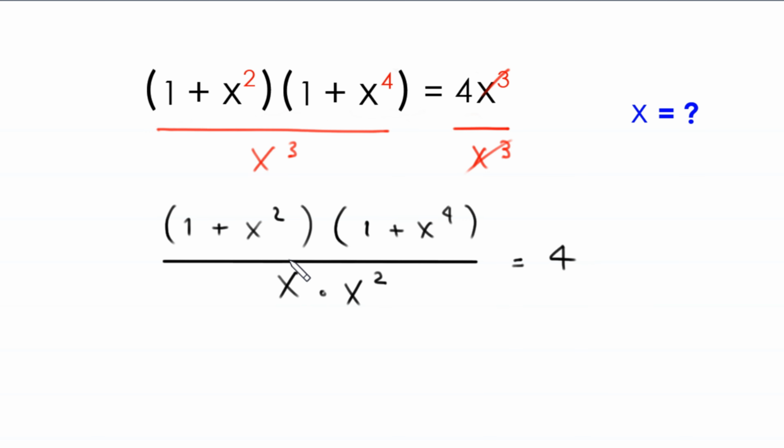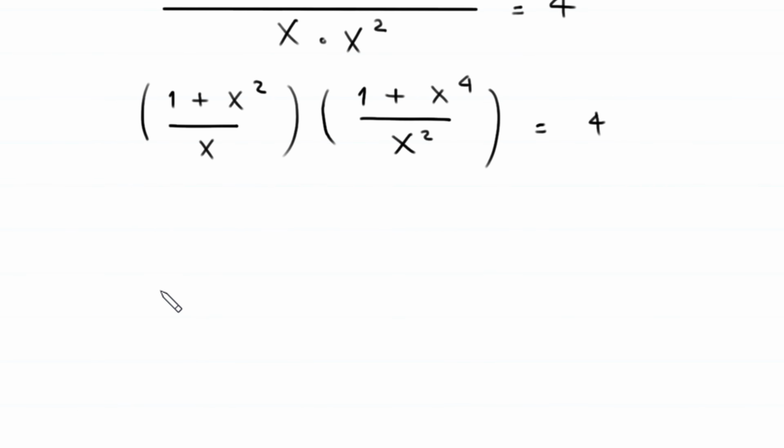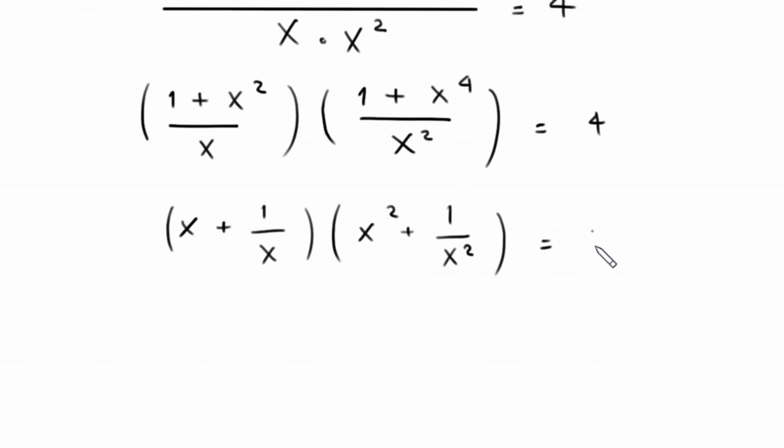Now this fraction at the left hand side can be written as (1 + x²)/x times (1 + x⁴)/x² is equal to 4. Now further simplify this expression, this will become (x + 1/x) times, further simplifying, (x² + 1/x²) is equal to 4.